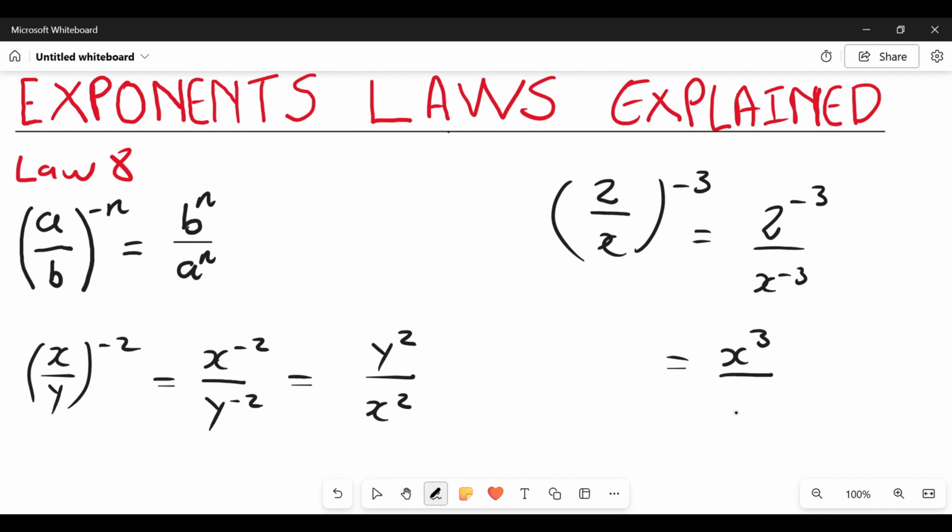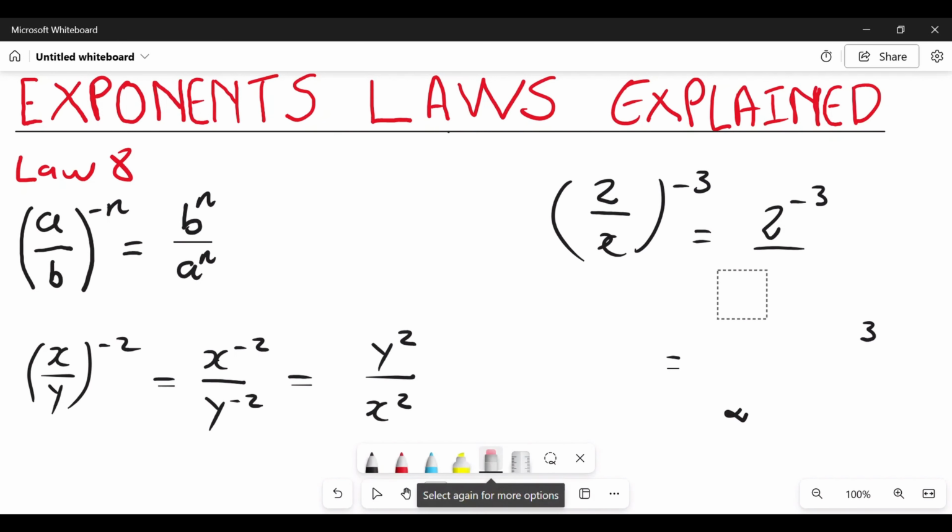As for 2, it is going to be 2 to the power of 3. And then as we continue, this is going to be x to the power of 3 divided by 8. There we go. Guys, I hope you understand this, because this is a combination of law 2 and law 7. Right, let's make the last example.